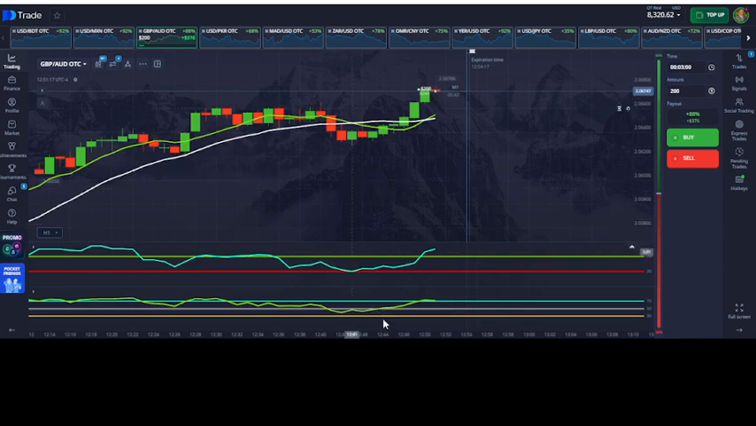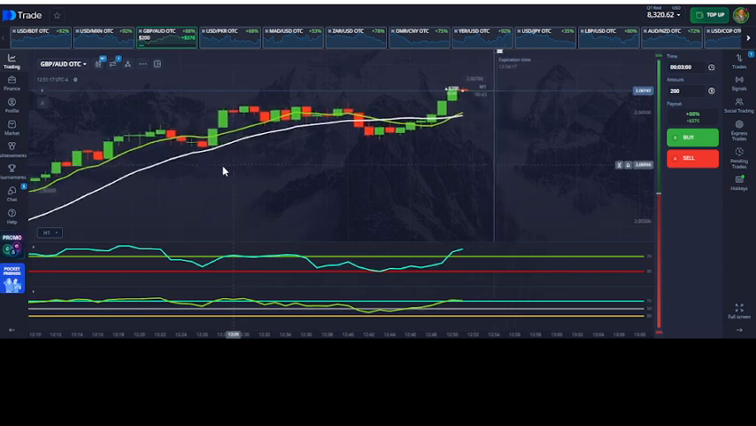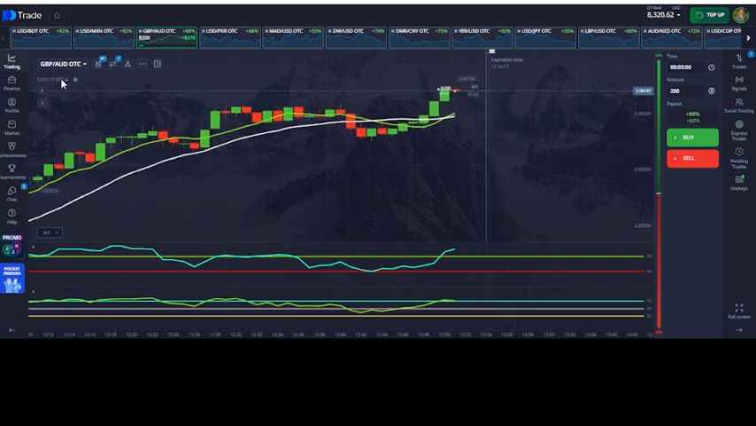So all three of these confluences suggest a continued bullish trend. So that's why I took the buy trade here, the call trade. And we're also seeing a bullish price action currently in the price of the Great British Pound Aussie Dollar OTC. So let's monitor this trade and wait for the expiration at the end of the 3 minutes.